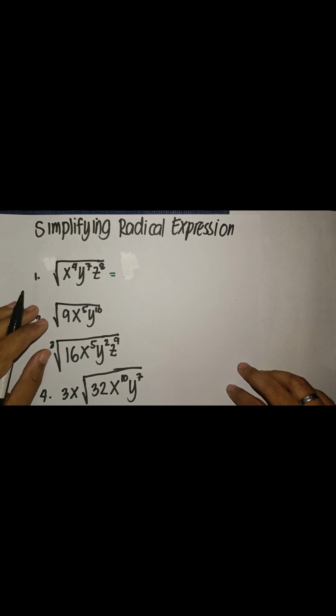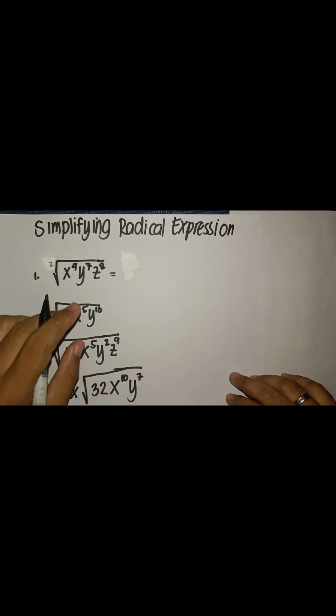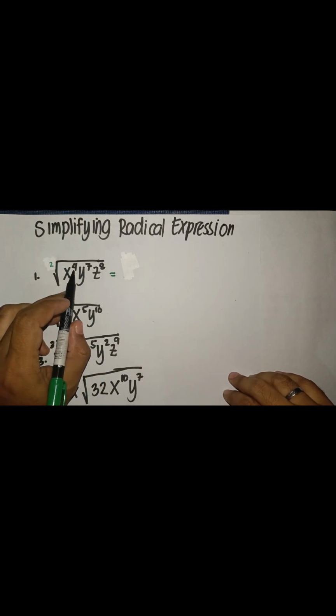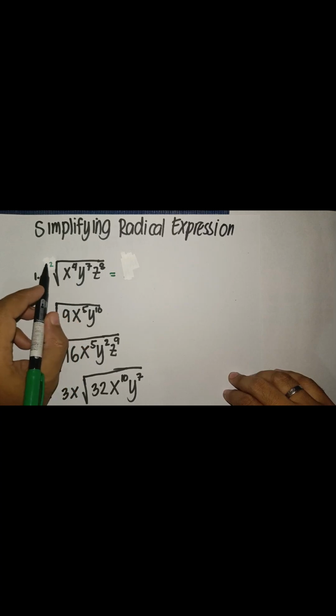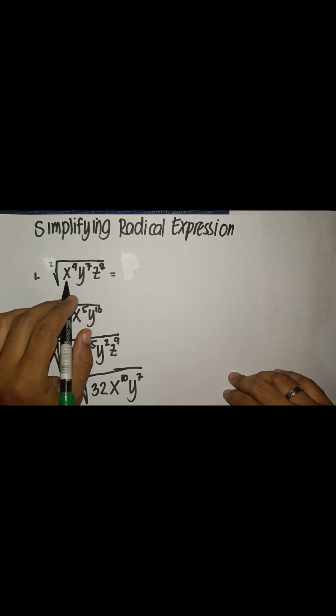So in this video, we're going to talk about simplifying radical expressions. For number 1, square root of x to the exponent of 4, y to the exponent of 7, z to the exponent of 8. When we say square root, it has an index of 2. We simply divide the exponents on the radicand by the index 2. The result must be written outside the radical symbol.